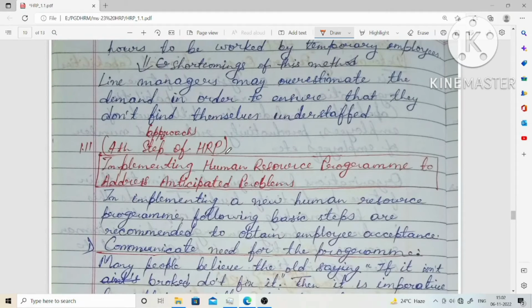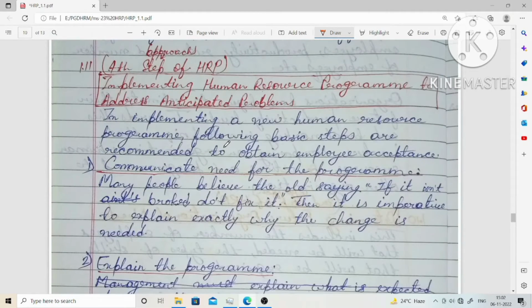The fourth step given is implementing human resource program to address anticipated problem. The first step was examining external and internal issues. The second step in human resource planning was determining future organizational capabilities. The third, determining future organizational needs, means issues which affect human resource planning. Then capabilities of the organization, determining future organizational capabilities. Then the third given, determining future organizational needs.